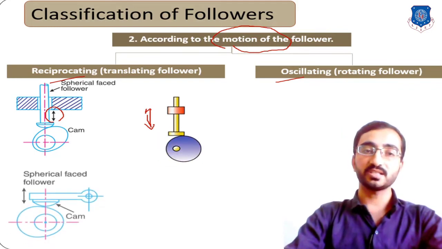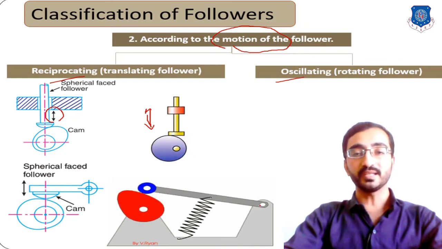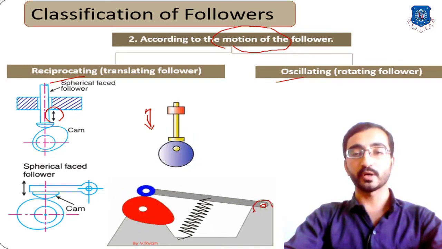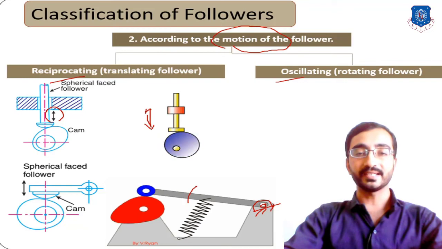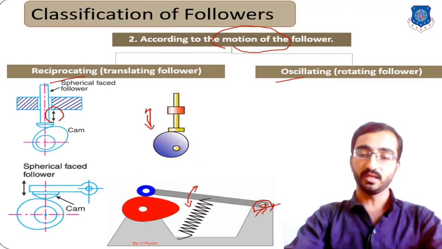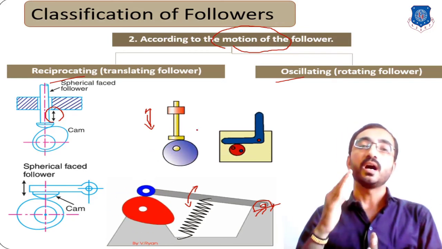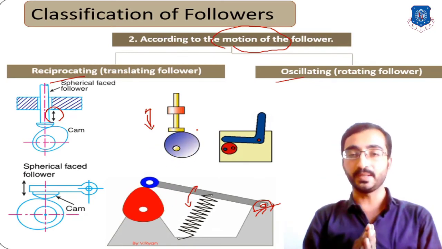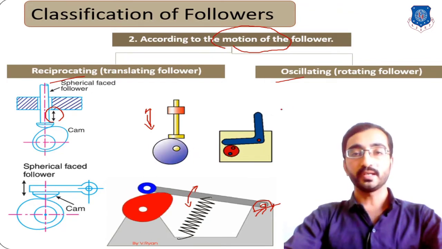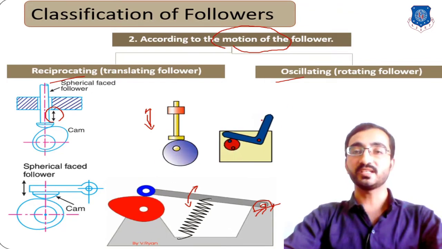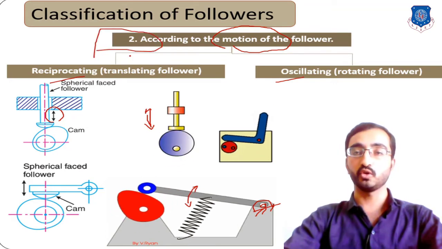Now the second one, that is oscillating motion. If you refer to this diagram, over here the follower is fixed from this point. Due to this fixation, you will observe that it has an oscillating motion. Similar kind of motion you can observe with different arrangements, and you can use them according to your applications where you want to receive oscillatory motion. In the second image you can also see how it is producing oscillating motion. So that is the second classification of follower, according to motion of follower.